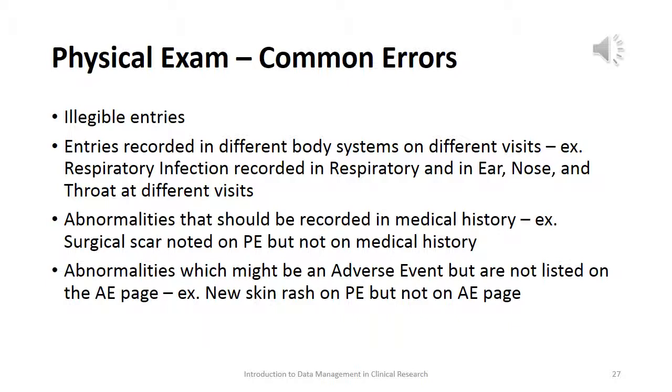We might find abnormalities that should be recorded in medical history. For example, the practitioner might notice a surgical scar that's noted in the physical exam, but there's no corresponding entry on the medical history. That's a discrepancy that we need to clarify. We may have abnormalities which might be adverse events, but are not listed on the adverse events page. For example, there might be a skin rash or something like that that we may need to include on the adverse events page. So these are errors we might typically find.